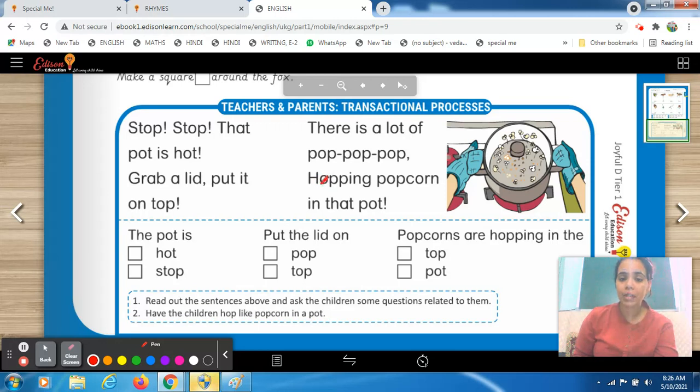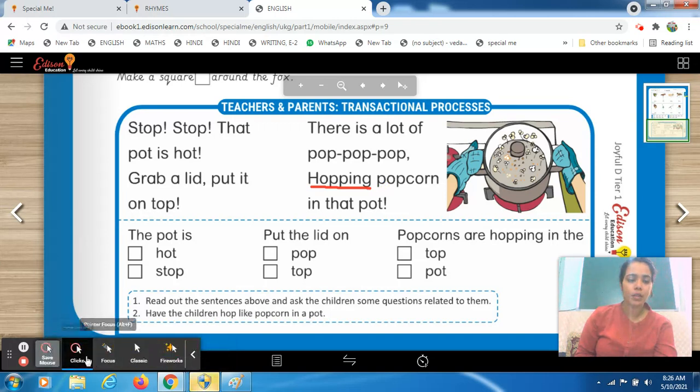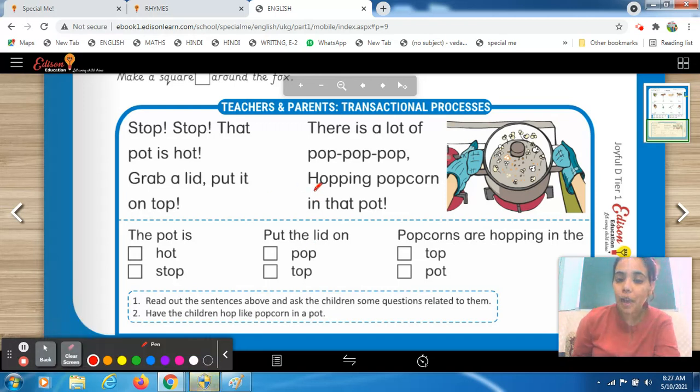Hop, H-O-P, hop, ping, ping, hopping. When you come across a very big word, hai na? Jab aapko bahut bada word mile, when you see a very big word, so what you have to do? You have to split that word. ठीक है, wait for a while students. When you find a very big word, what you have to do? You have to split it. जब आप उसको read कर रहे हो तो आप उसको split कर दो.